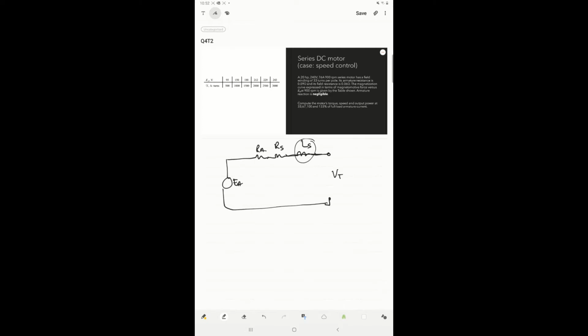In this case, the series motor has a field winding of 33 turns per pole. So these have NS of 33 turns per pole, the rated voltage is 240 volts, rated current 76 ampere, and its rated speed is 600 rpm. It has armature resistance of 0.09 ohm, and the field resistance is 0.06 ohm. The magnetization curve is actually expressed in terms of a table.